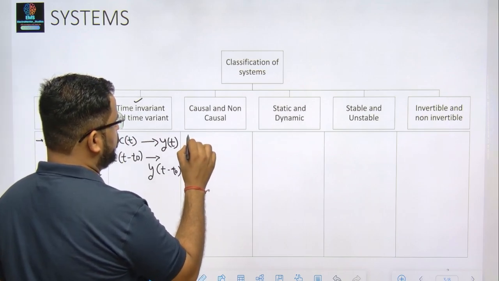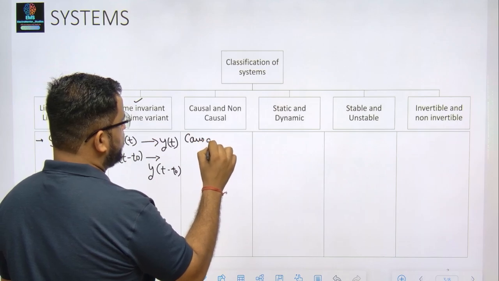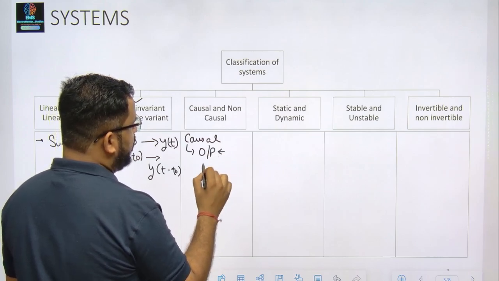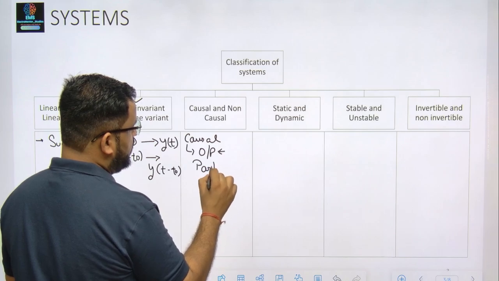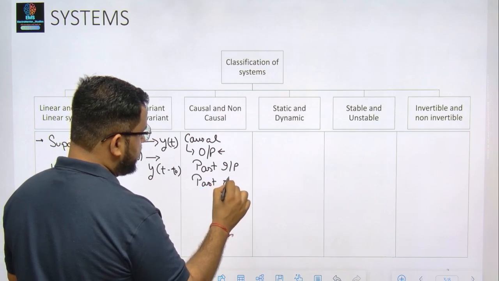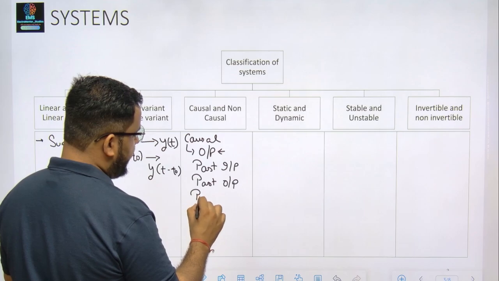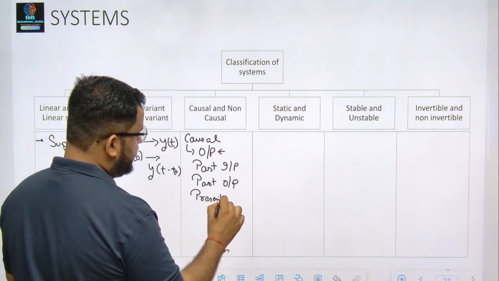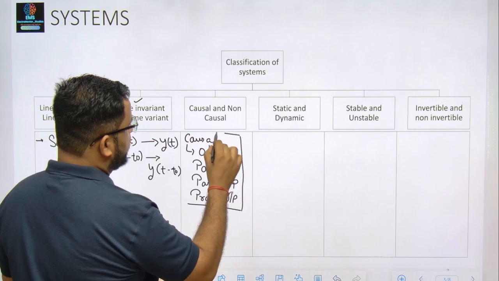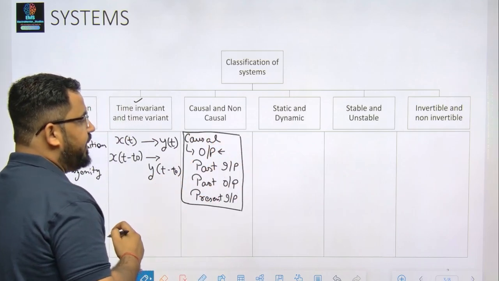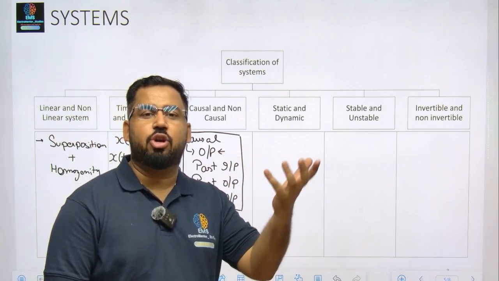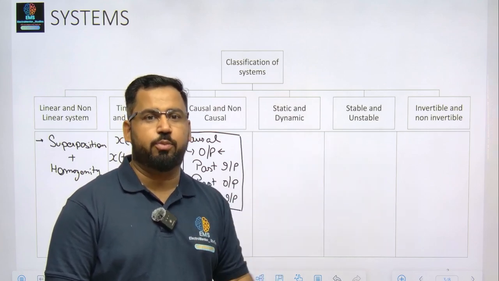Then we have causal and non-causal. What is causal? Causal system output will depend on past input, past output, and present input, but there'll be no future input in this case. So there'll be no future. So these systems are non-anticipatory. These systems are not anticipating what future is, what next input is going to be.